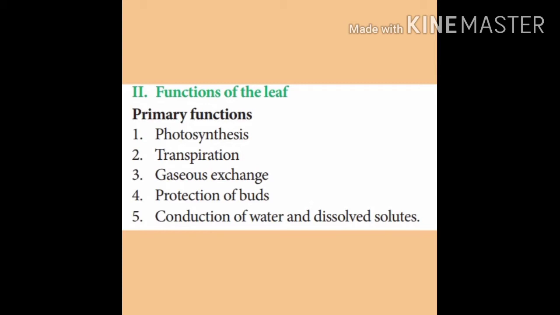Transpiration is the loss of water through the leaf. The leaf has stomata on the ventral and dorsal surfaces, through which the excess water is transpired, or sometimes due to temperature transpiration is also increased.